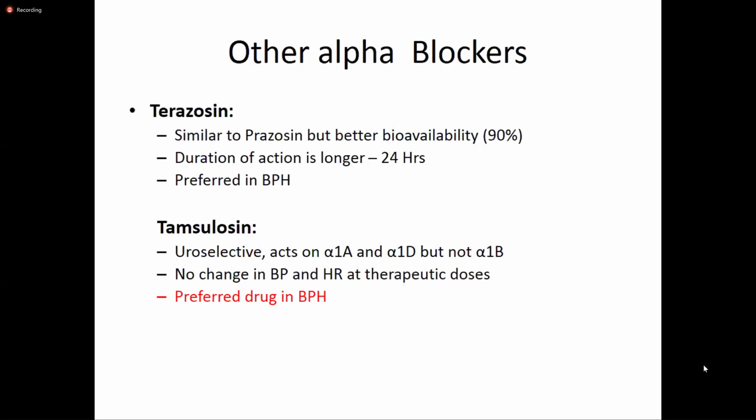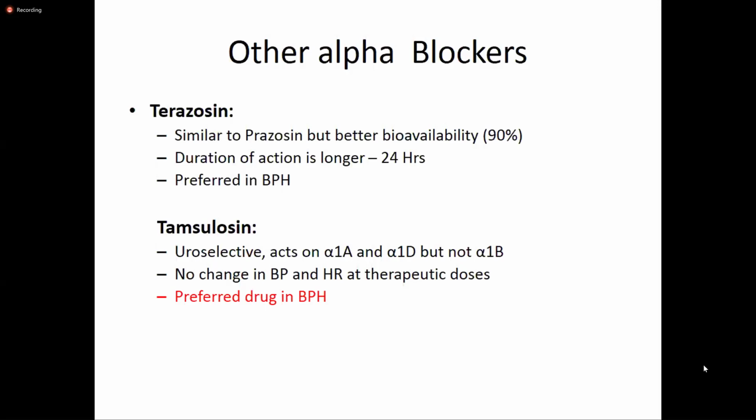Prazosin is the prototype drug among the selective alpha-1 blockers. Other alpha-1 blockers include terazosin and tamsulosin. Terazosin is similar to prazosin, but it has better bioavailability, and its duration of action is longer, that is 24 hours. And it is more preferred in benign prostatic hyperplasia than prazosin. And we also have tamsulosin.